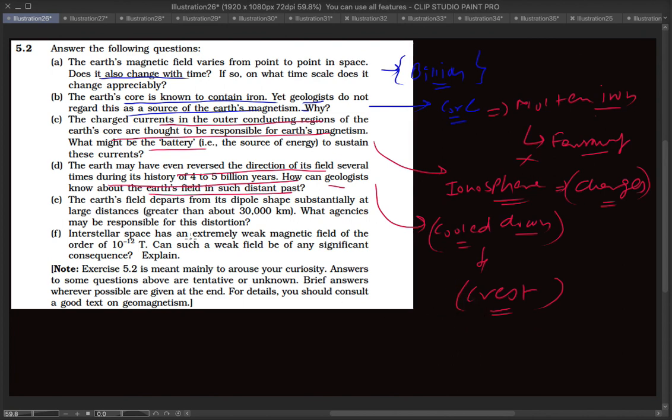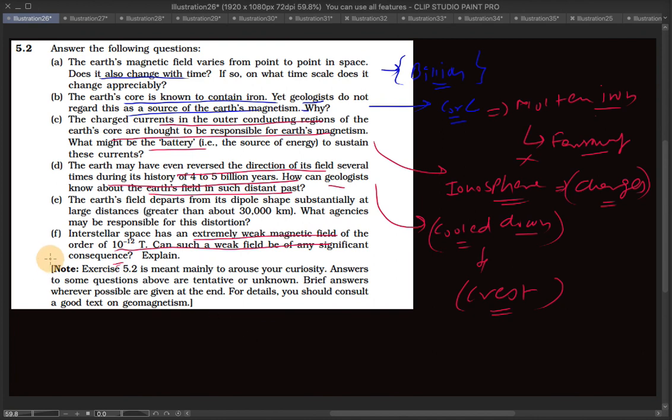The interstellar space has an extremely weak magnetic field of 10 to the power minus 12 Tesla. Can such a weak field have any significant consequences? You can say that even a weak magnetic field can bend the path of charged particles in a circle, and it might not be noticeable for a large radius of the path. But with reference to the gigantic interstellar spaces, the deflection can affect the passage of the charged particles. So the path of our charges is changed significantly.